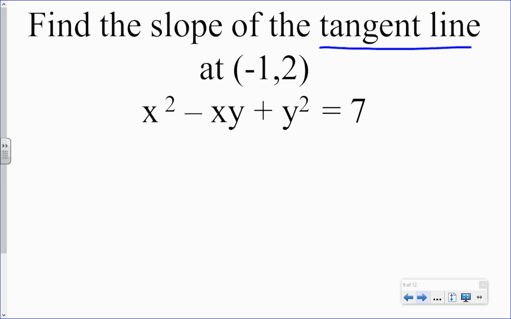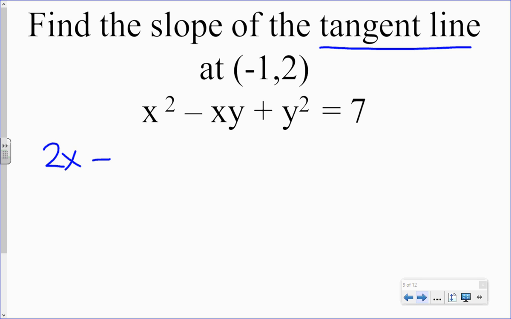I need you to be able to recognize that that is an implicit function, and you are not going to try to solve it for y. That is not worth your time. So implicitly, we will take the derivative. Derivative of x squared. Okay, that's nice.